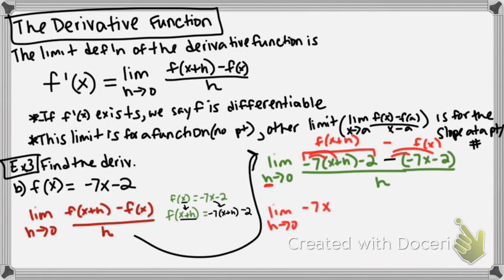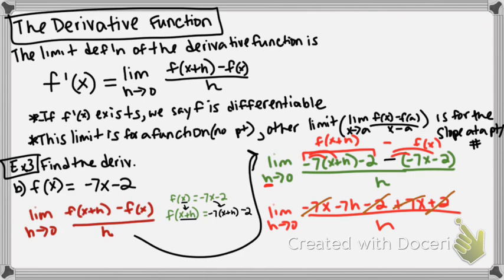Negative 7x minus 7h minus 2 plus 7x plus 2. So you're going to have some stuff start to cancel. Well, some of that will add up to 0. Now, not just some of it, but probably the most important parts. Notice that you have negative 7x, positive 7x, negative 2 plus 2. So what's the only term left in the numerator? The one with h in it.